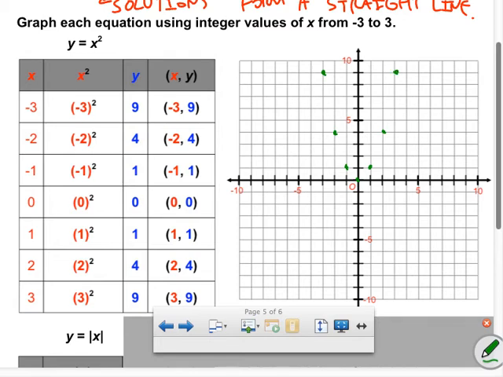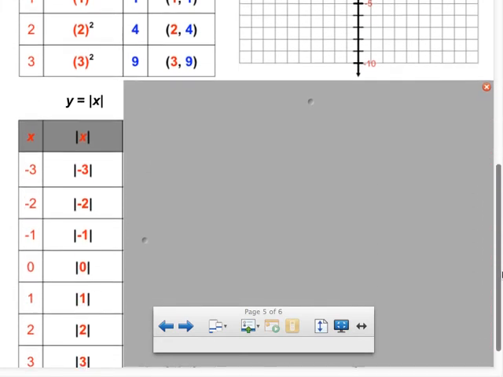And this is going to be a parabola. It's going to be a very narrow parabola, but it is still a parabola. Now remember, a parabola is always curved in all spots, even when it looks like it's not curved. It's always going to be curved. Makes like a U shape.